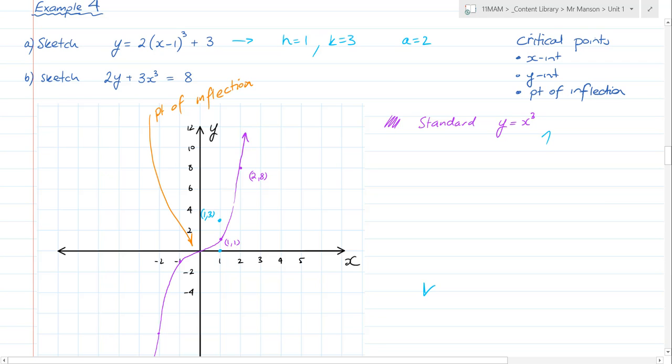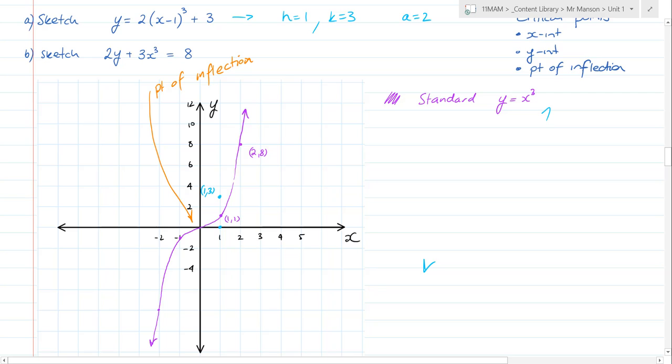A cubic function starts low, finishes high, or starts high, finishes low, one of those 2. It will always have an x and a y-intercept. They might be the same point, but they will exist. If it's on the origin, it'll be the same point, okay? So in this case, I've already identified the point of inflection. How do I go about identifying the x and the y-intercept for any function?